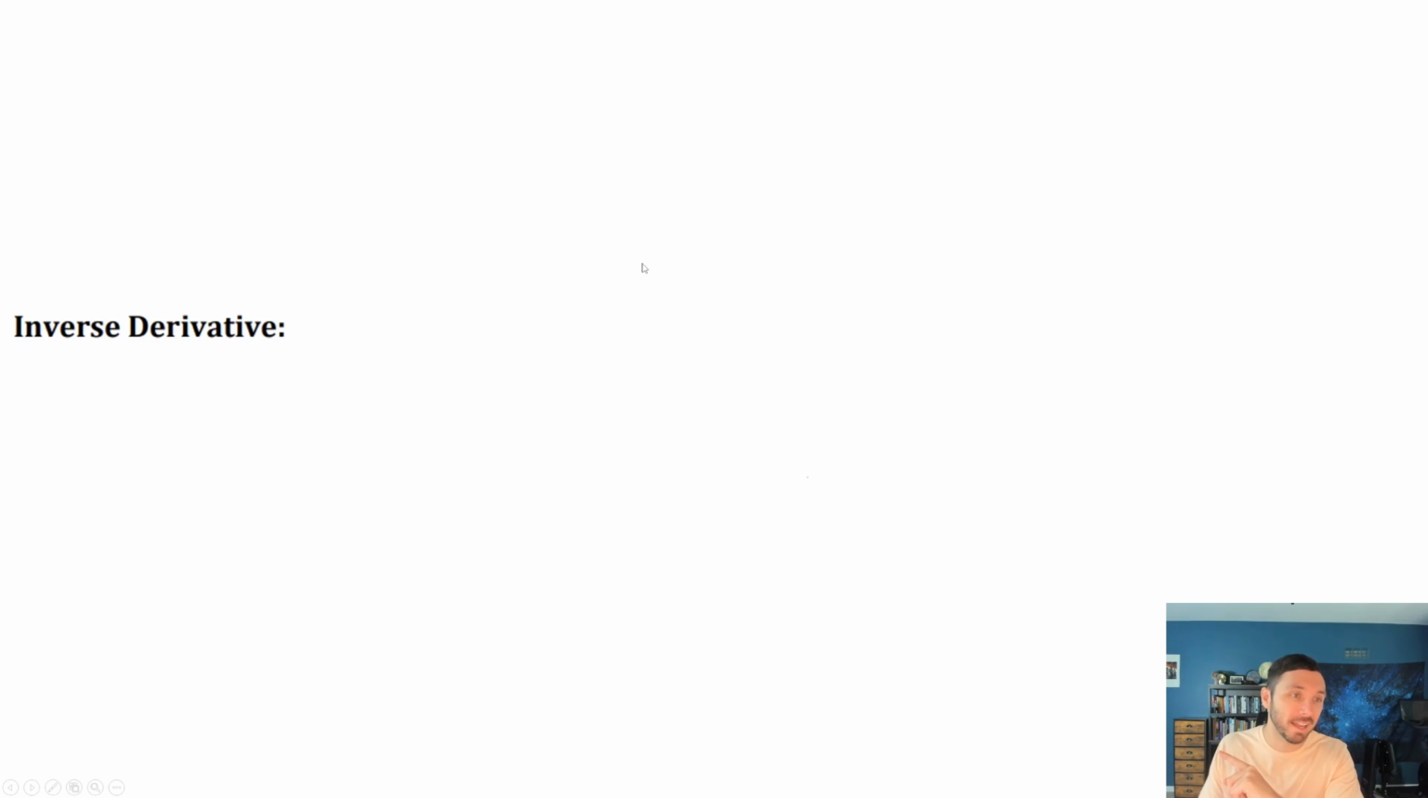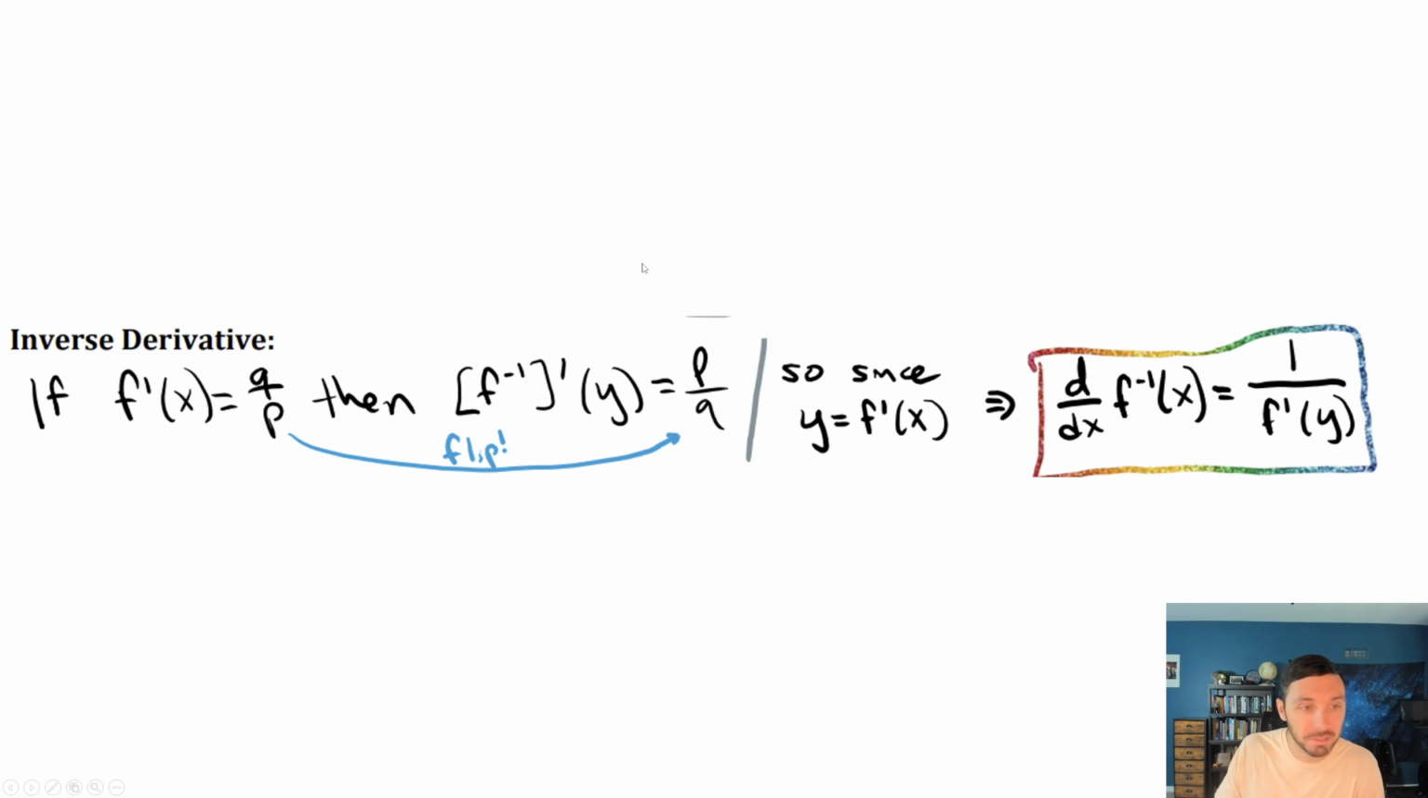Let's look at the pattern in action. Okay, this is the actual derivative. What I like to do is, if you have f prime is q over p, then the derivative of the inverse at y is p over q. So you can write it this way as well. They both mean the same thing. The idea is two-stepped, multifaceted. Your input changes from x to y, and then if you're taking the derivative of that inverse function, it's going to have a reciprocal slope.